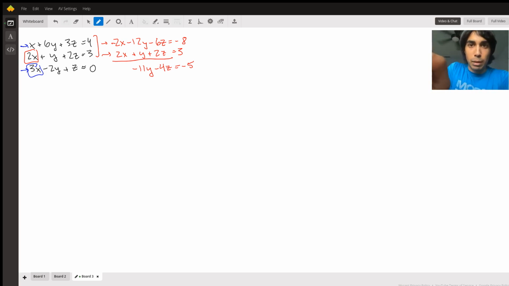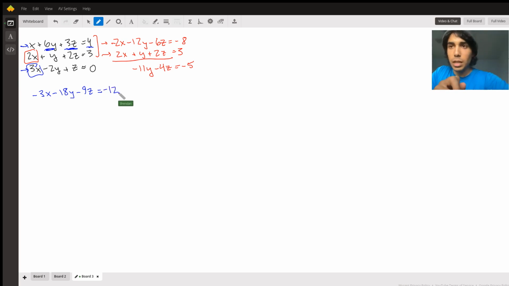All right, so this top one, I'm multiplying it by negative 3. So that's a negative 3x. Multiply this by negative 3, negative 18y. Multiply 3z by negative 3, negative 9z. Multiply 4 by negative 3, negative 12. Awesome. And then where are we going to go from here?